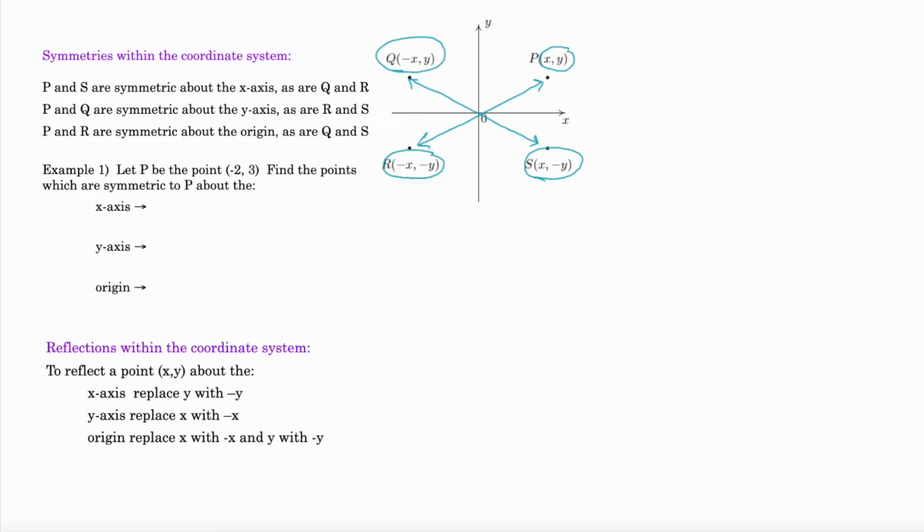Let's look at example 1 here and talk about a specific point in the Cartesian plane and its reflection, its symmetry, about the x-axis, the y-axis, and the origin. So let's say I have the point (-2, 3).